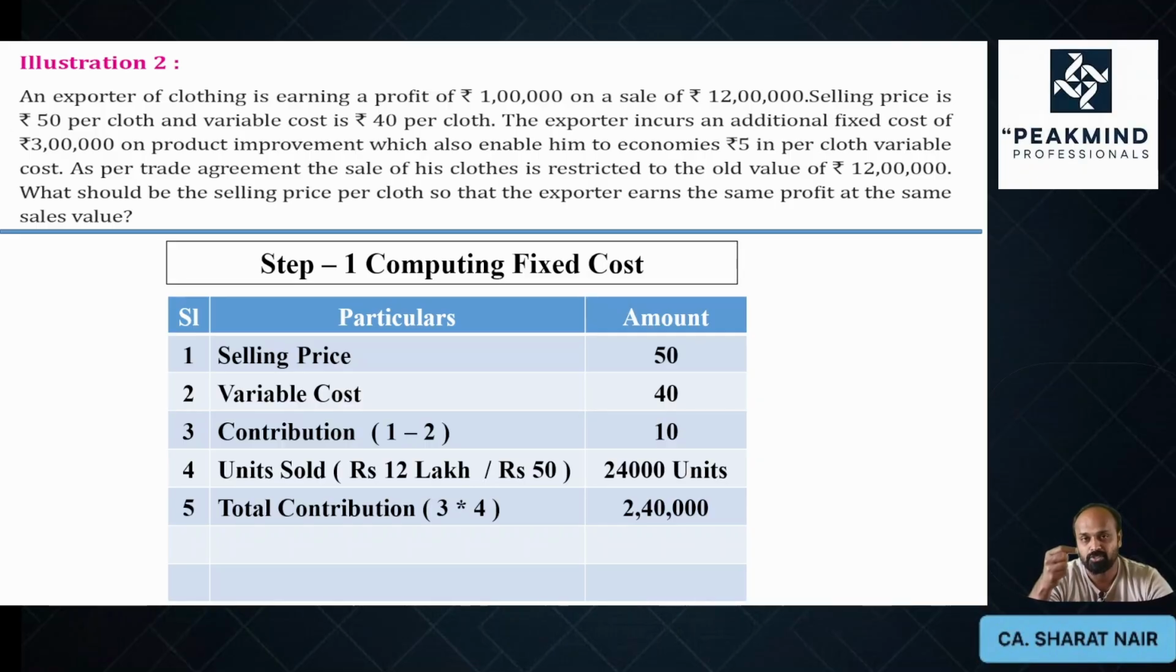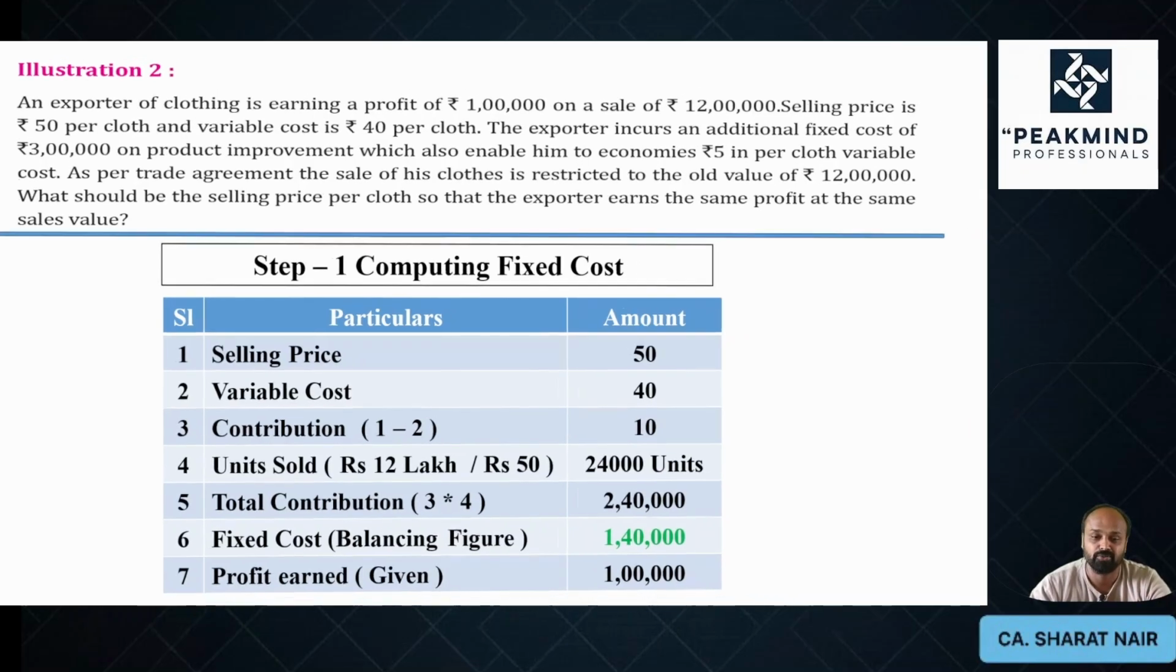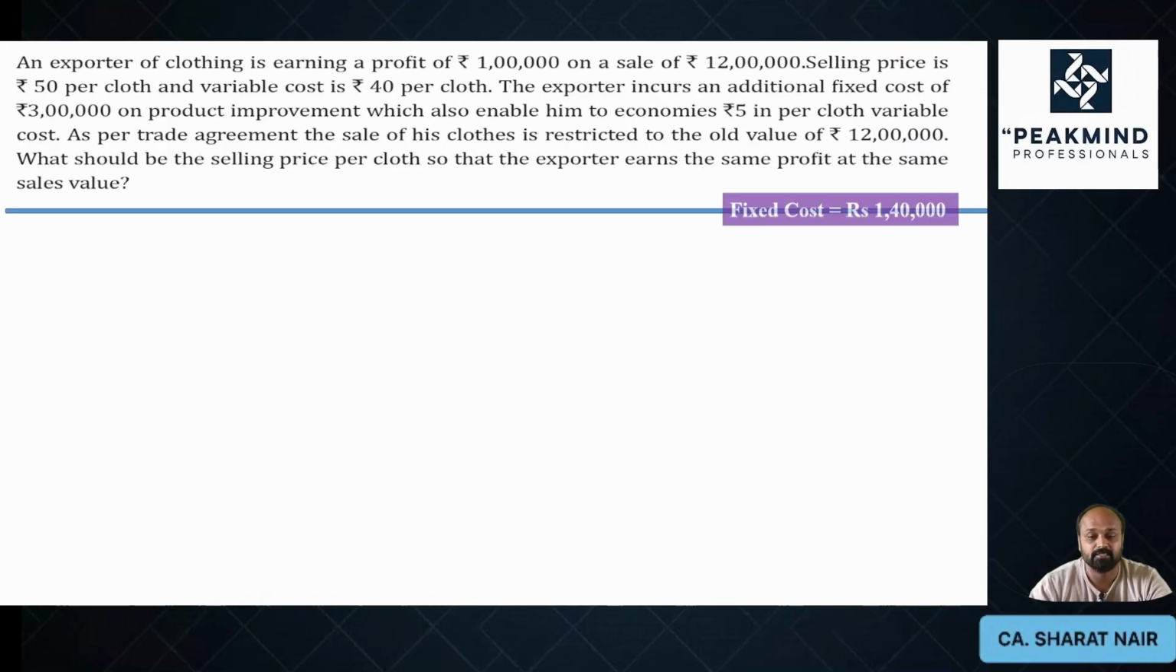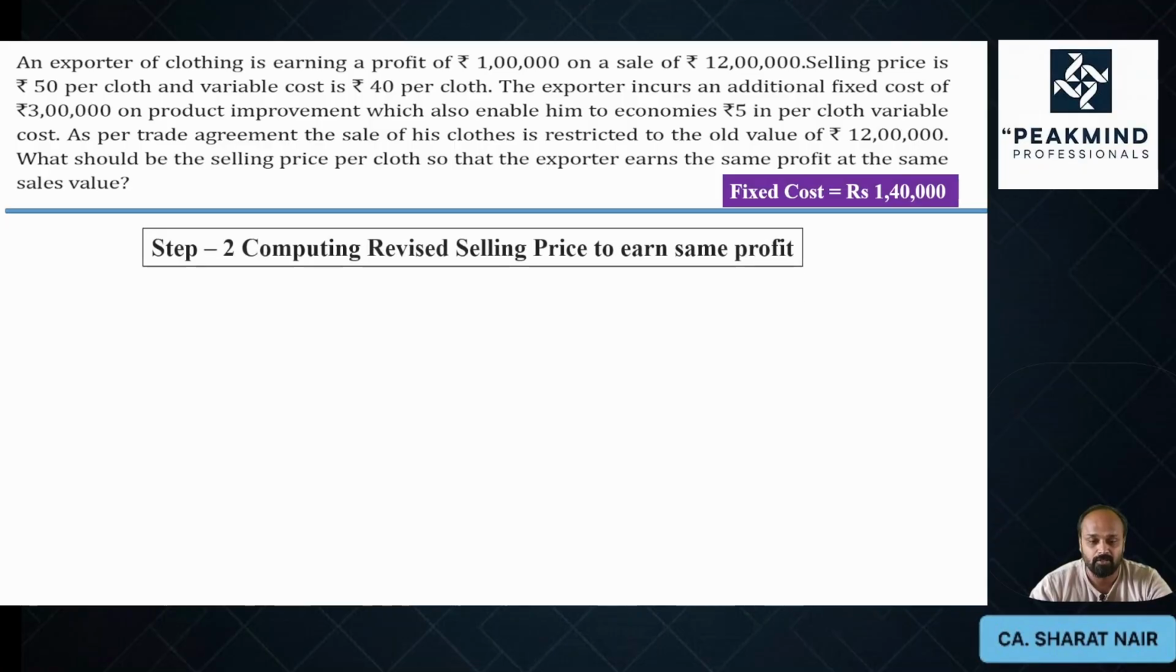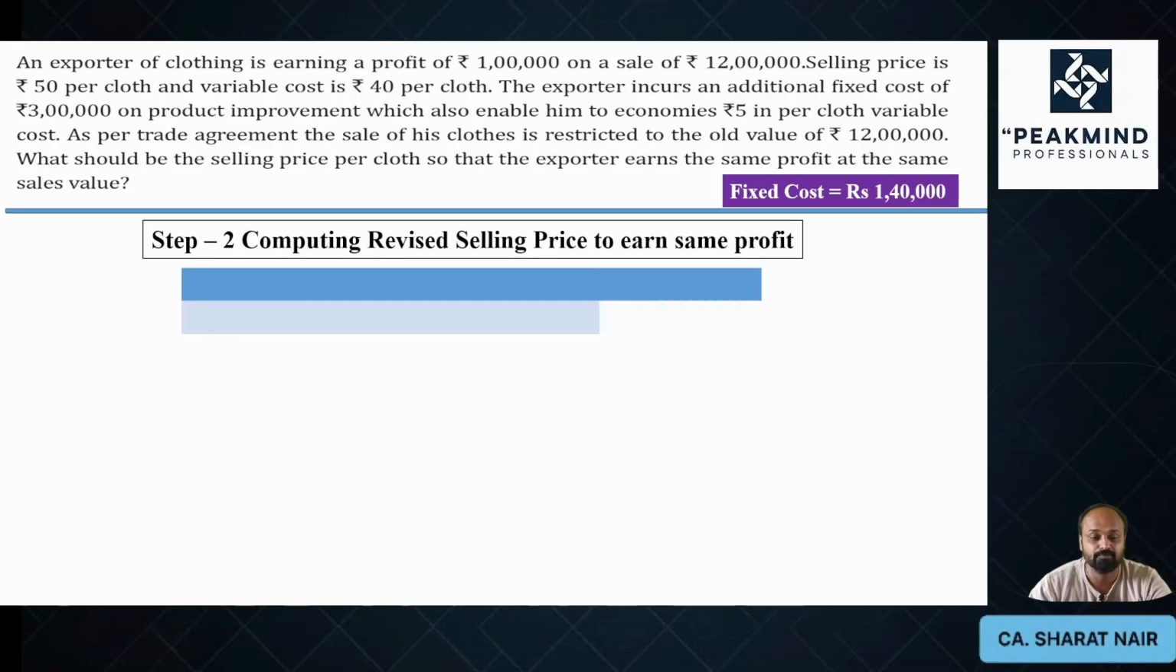Normally, from the contribution, if I deduct fixed cost, I will arrive at the profit. But in this question, they have not given me the fixed cost. But yes, they have given me the profit. So the fixed cost will be here the balancing figure. So profit in the first line itself, they have mentioned it is 1 lakh. So 2,40,000 minus 1 lakh, 1,40,000 will be my fixed cost. So we have found out the fixed cost. Now we can continue doing the problem. Next, since I have fixed cost now 1,40,000, let us try to find out the revised selling price.